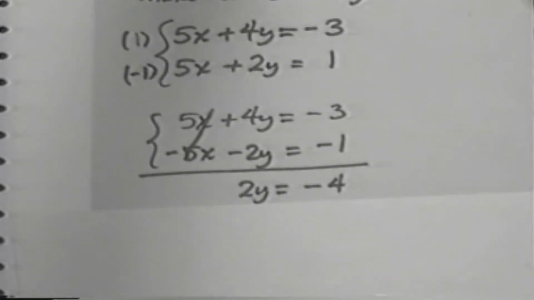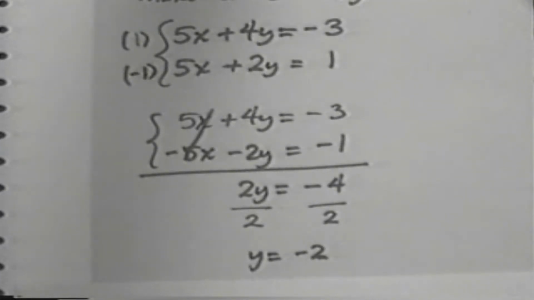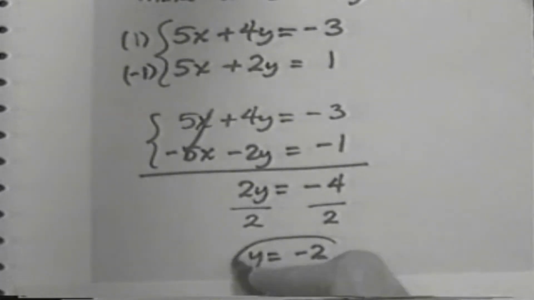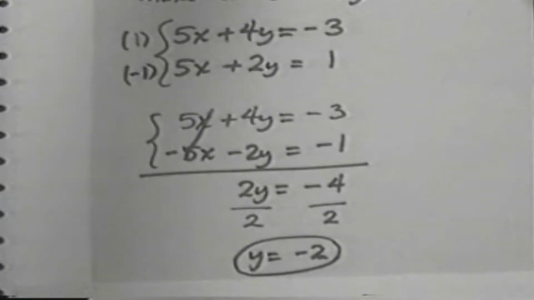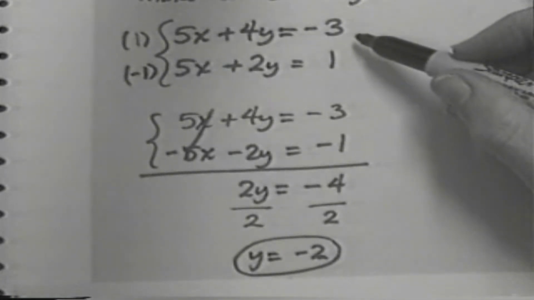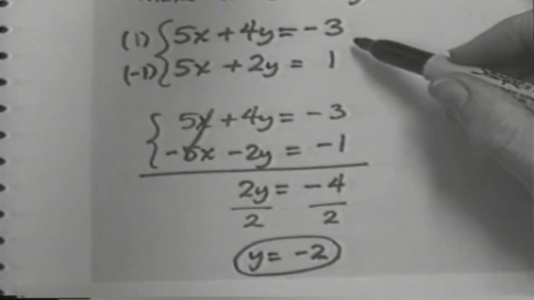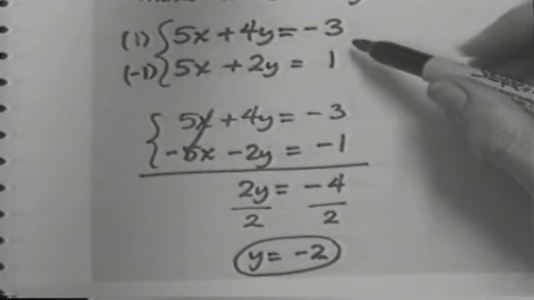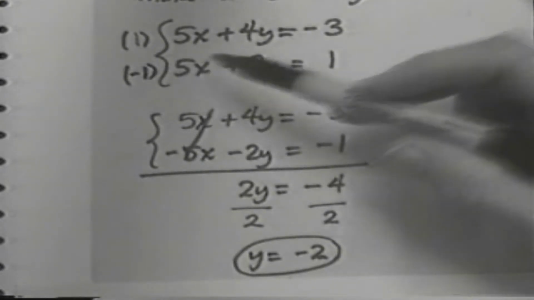And now we're home free. All we have to do is divide both sides by 2, and then we get y equals negative 2. So here is an answer for y. Remember that this answer for y is half of the solution of the 2 by 2 system that I've just created. So all I have to do is finish that 2 by 2 system solution. We've found the y value, let's find the x value.